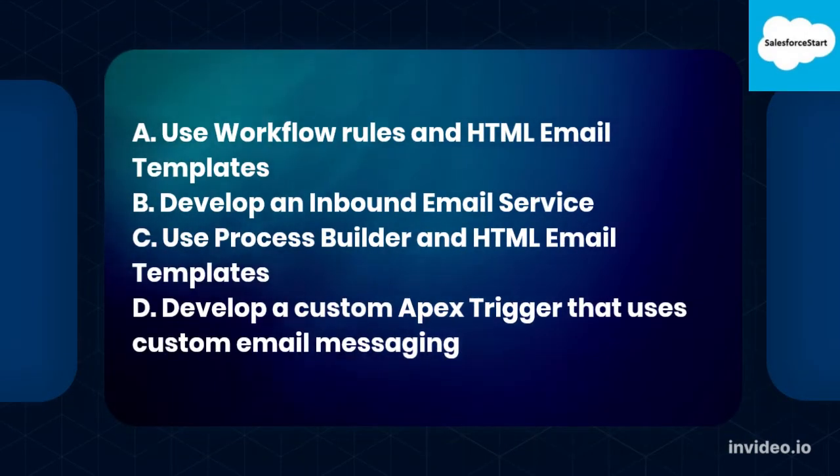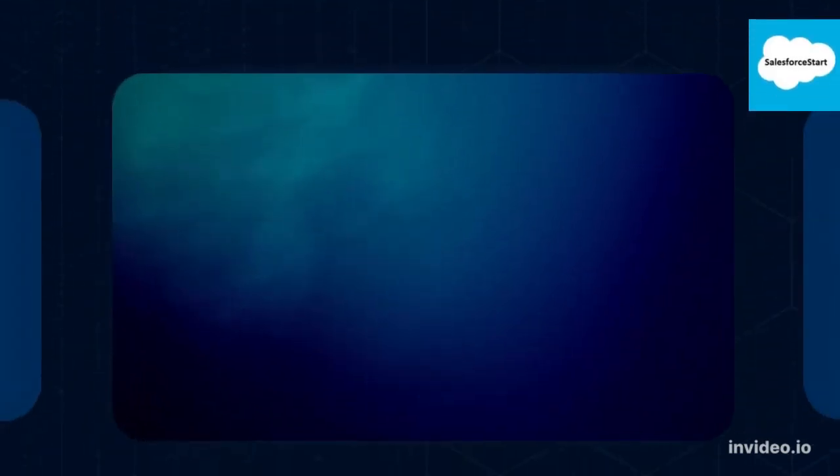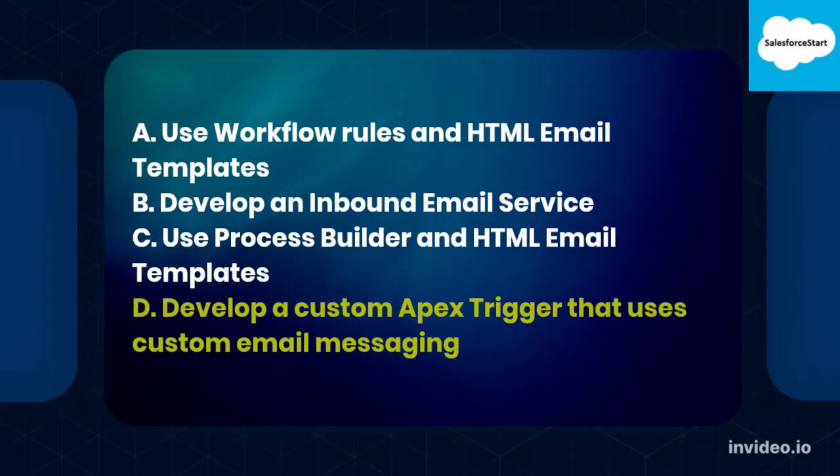A. Use workflow rules and HTML email templates. B. Develop an inbound email service. C. Use Process Builder and HTML email templates. D. Develop a custom Apex trigger that uses custom email messaging. The answer is option D. Develop a custom Apex trigger that uses custom email messaging.